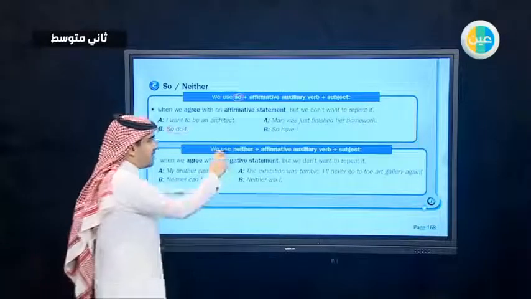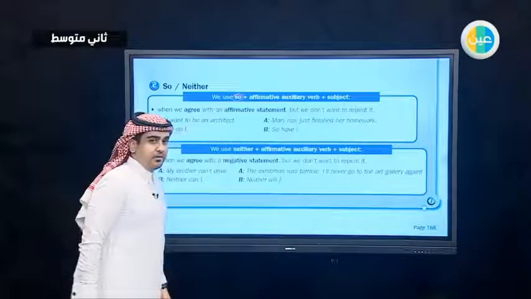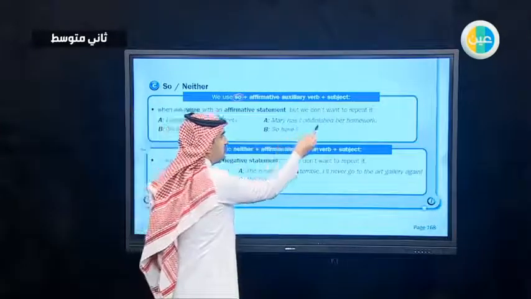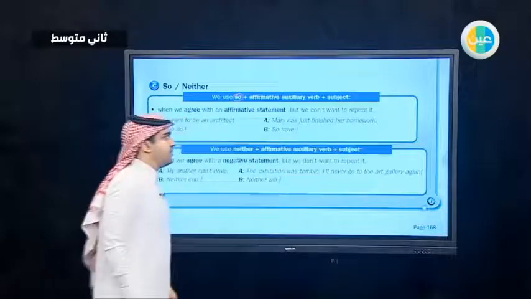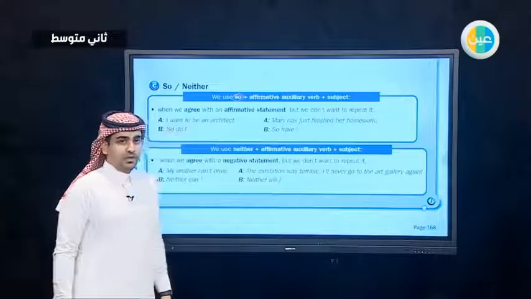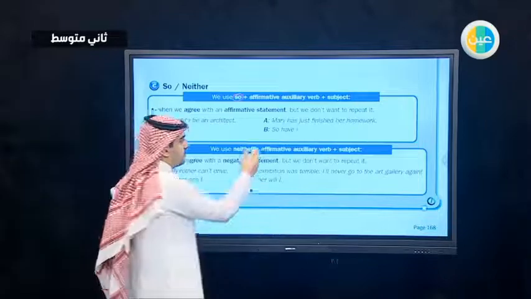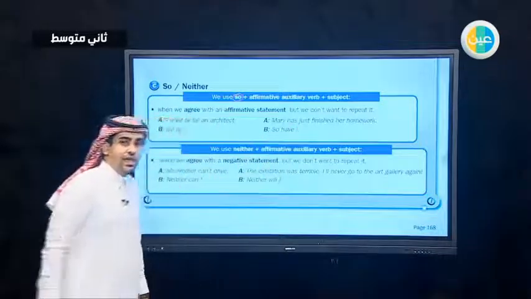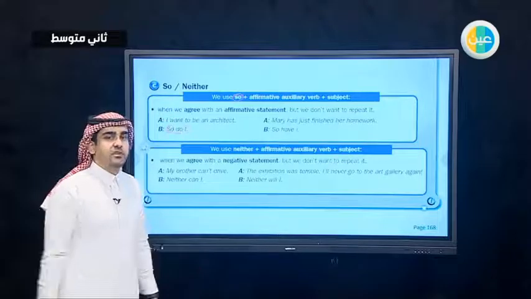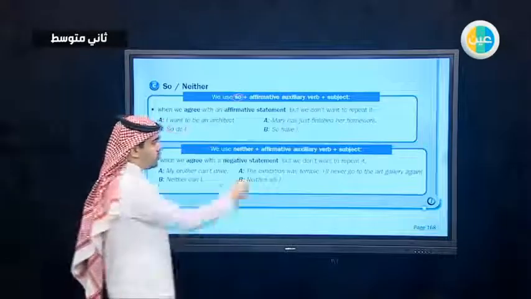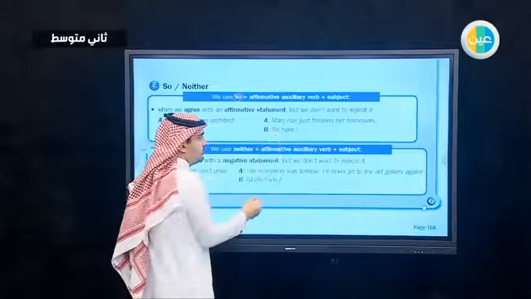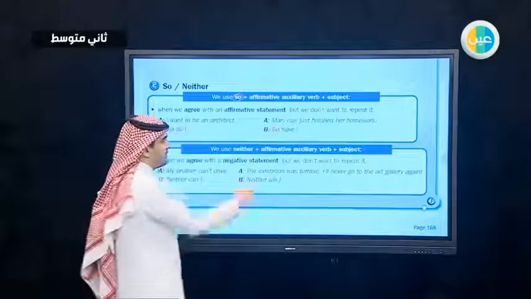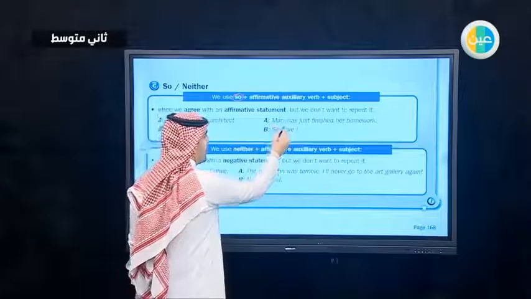Okay, let's now take a look at this example for using so. Okay, Mary has just finished her homework, okay? Mary has just finished her homework. Okay, so this is an affirmative statement, okay? And I want to agree with this statement. So what should I do? I use so and use an auxiliary verb and affirmative. Okay, affirmative auxiliary verb. So we have has.